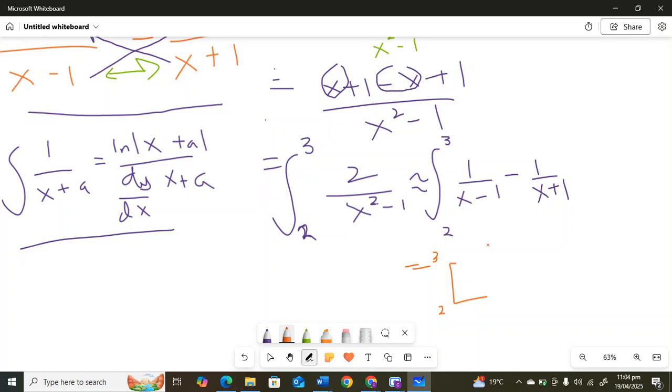So 1 over x minus 1, you just say natural log of x minus 1. Then we derive x minus 1. Colleagues, if we derive x minus 1, what do we get? This is what the dy dx at the bottom is saying here. You derive what is in these brackets, down here. So what's the derivative of x minus 1?